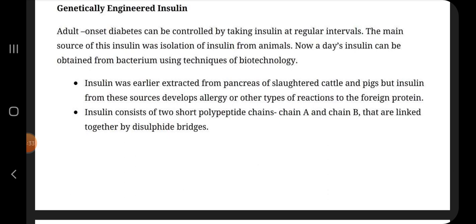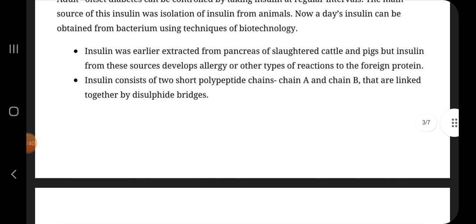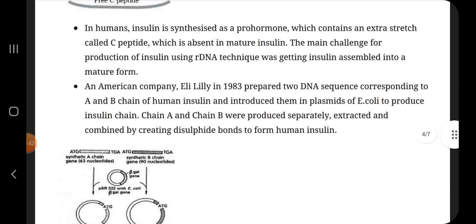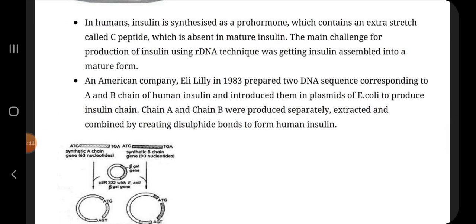Insulin contains two short polypeptide chains, chain A and chain B, that are linked together by disulfide bridges. In humans, insulin is synthesized as prohormone, which contains an extra stretch called C-peptide, which is absent in mature insulin. The main challenge for the production of insulin using rDNA technique was getting insulin assembled in the mature form.